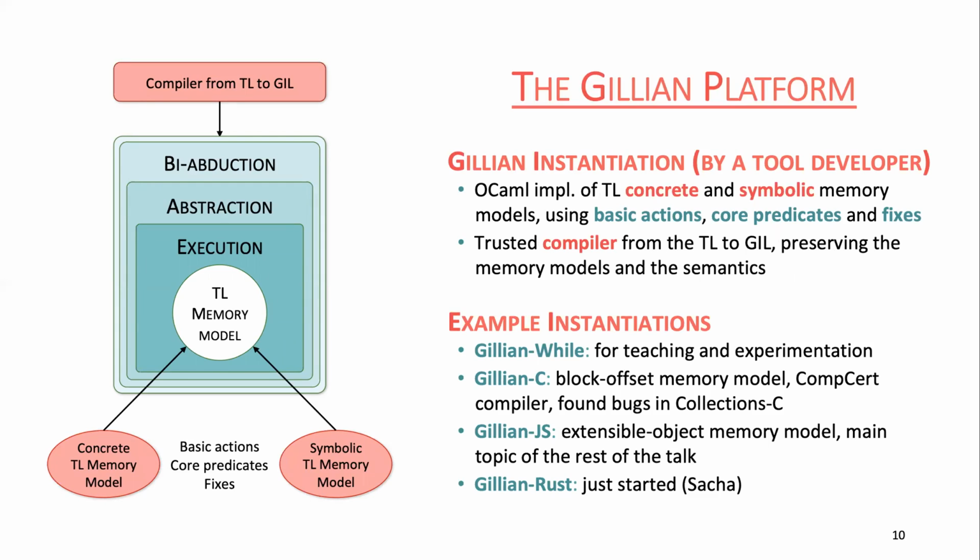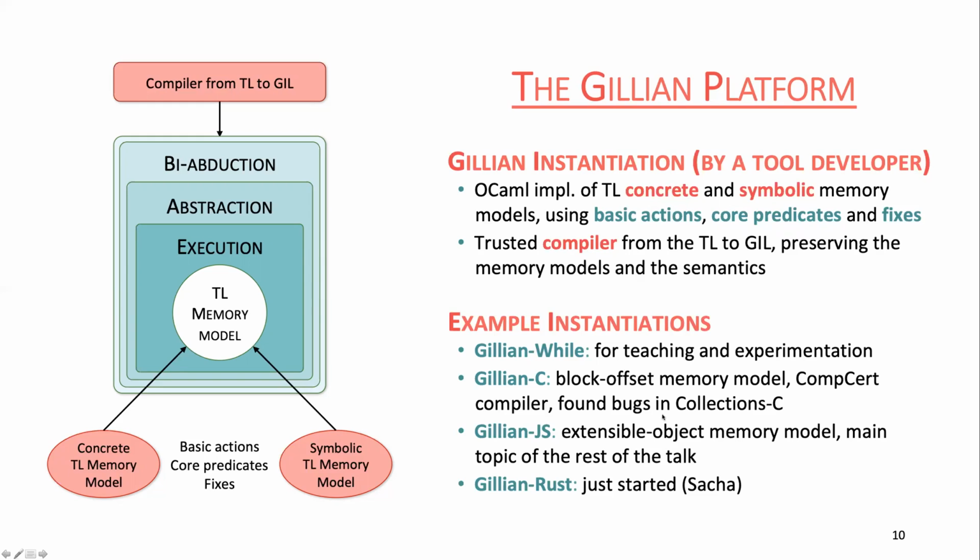So we've got this GILLIAN platform. The first thing that happens is that it needs to be instantiated to a particular target language. In our case, we're going to focus on JavaScript and C. This is done by a tool developer, but at the moment, the tool developers are ourselves. Eventually we want to get the work to a stage where the tool developers can be other people.